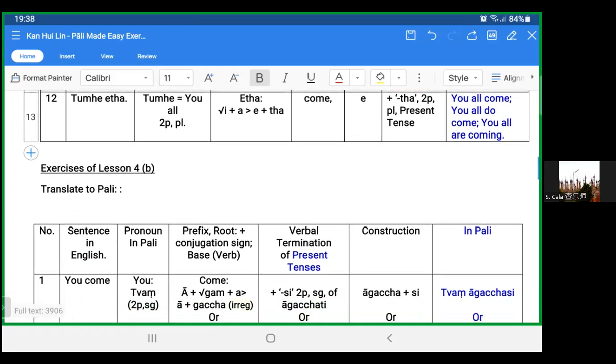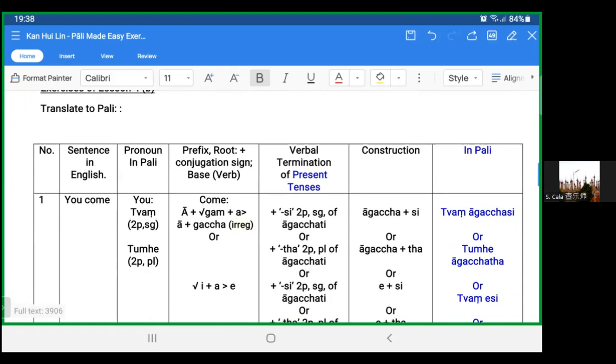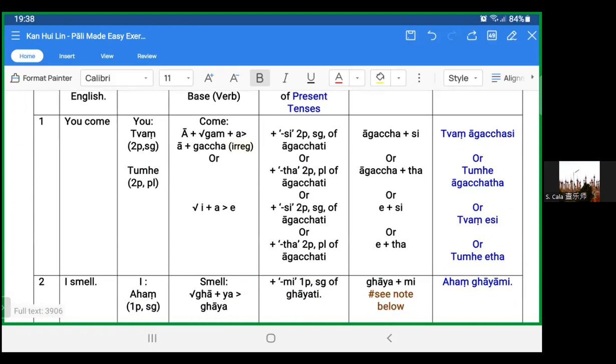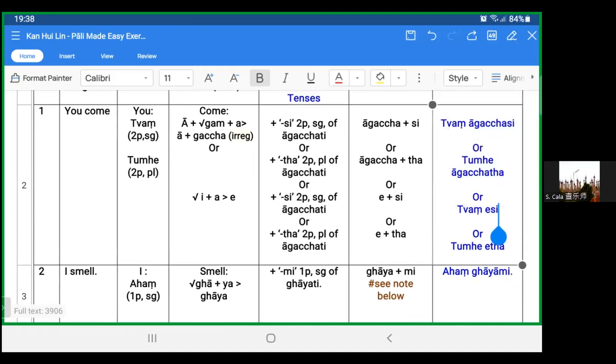So you hear. So you come. Yeah, correct. She wrote it in this way, tuam or tumhe. So tuam agachasi, tumhe agachata. Tuam asi, tumhe ata. Alright. So she covered two. So she has done a proper job. She covered all possibilities, either with agachasi or asi. There are two verbs here. She's using agachasi or asi, or agachata or eta.